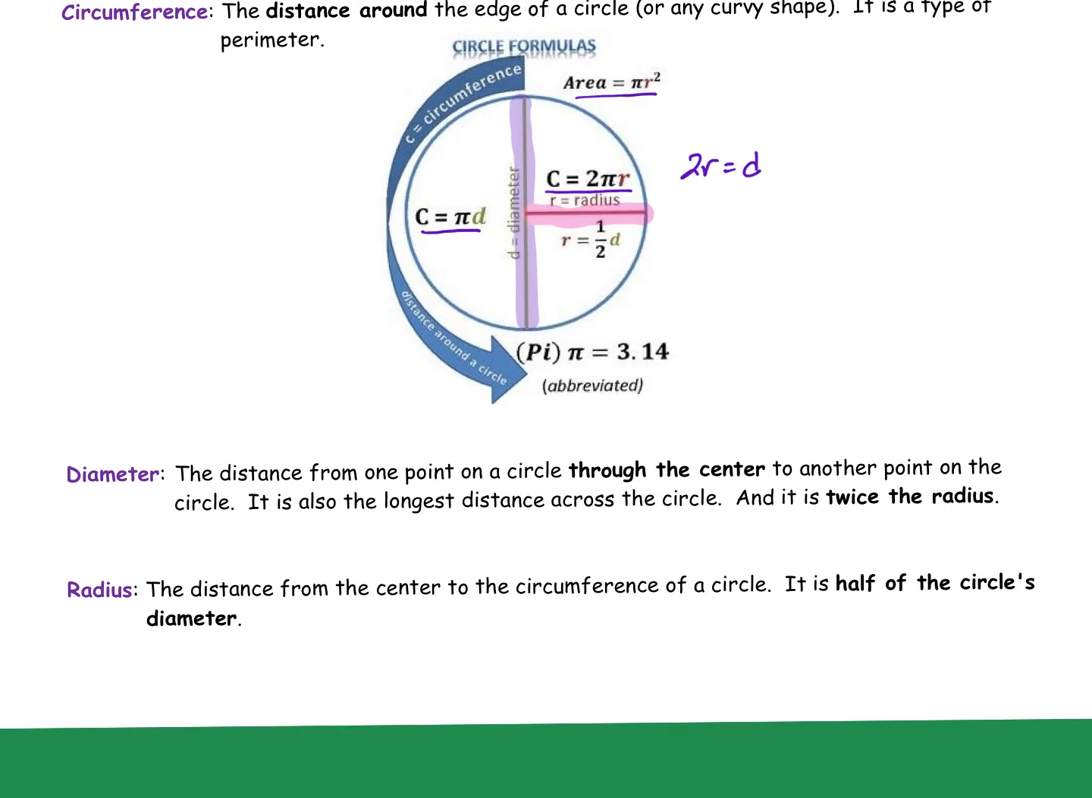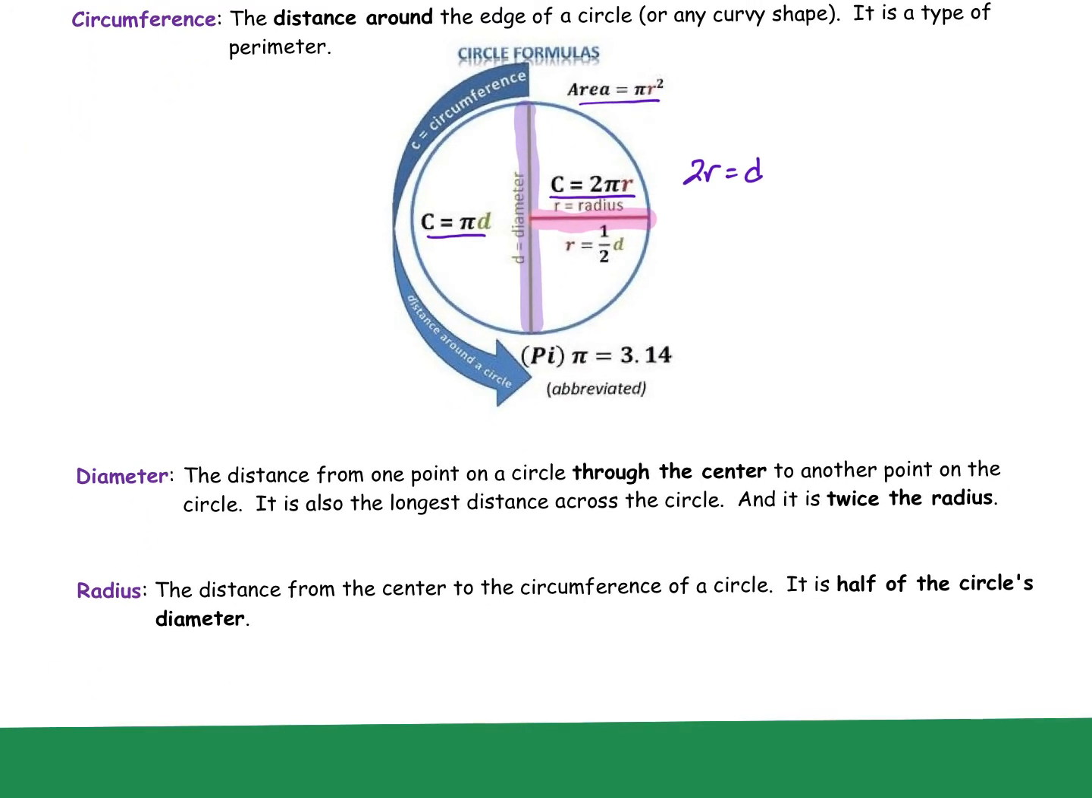Diameter is the distance from one point of the circle through the center to another point on the circle. It's a chord. It's also the longest distance across the circle, and it's twice the radius. The radius is the distance from the center of the circle to the circumference, and it's half the circle's diameter, which we kind of talked about. We kind of know that stuff. All right, so here we go.